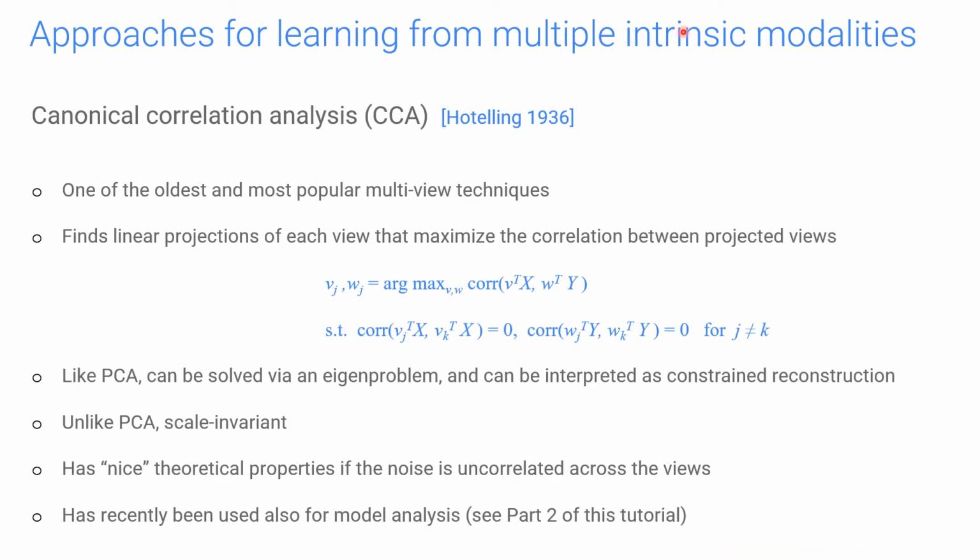Another set of techniques is based on the objective of canonical correlation analysis. CCA is a classic linear technique that finds linear projections of each view or each modality that maximizes the correlation between the projected views. And this is constrained by uncorrelatedness constraints in each view. And this problem can be solved by solving an equivalent eigenproblem. And it also has an interpretation as a constrained reconstruction. It has a number of appealing theoretical properties.